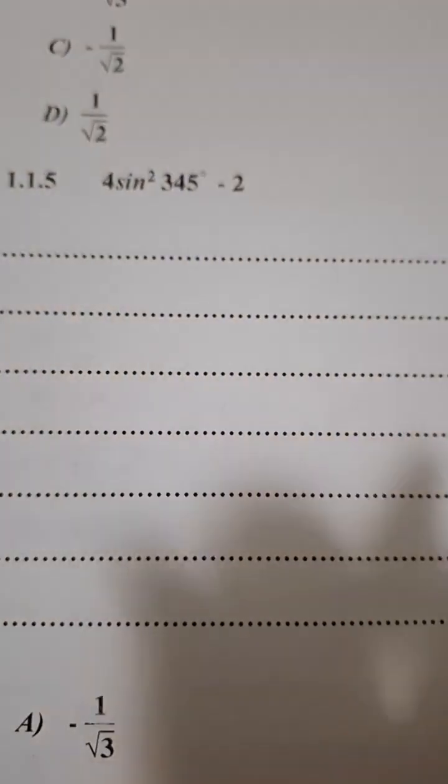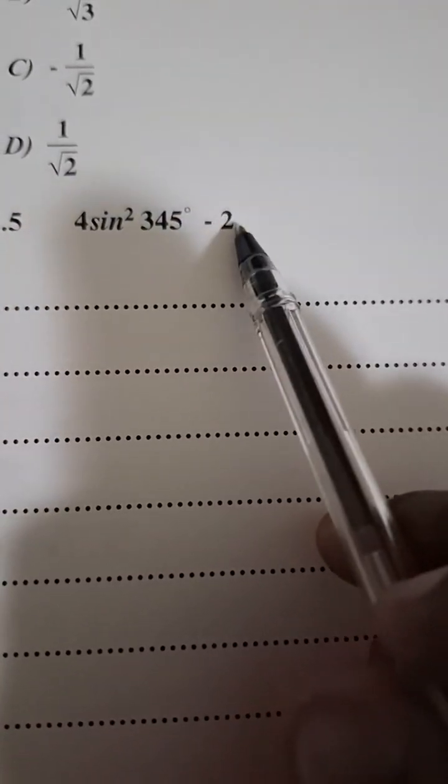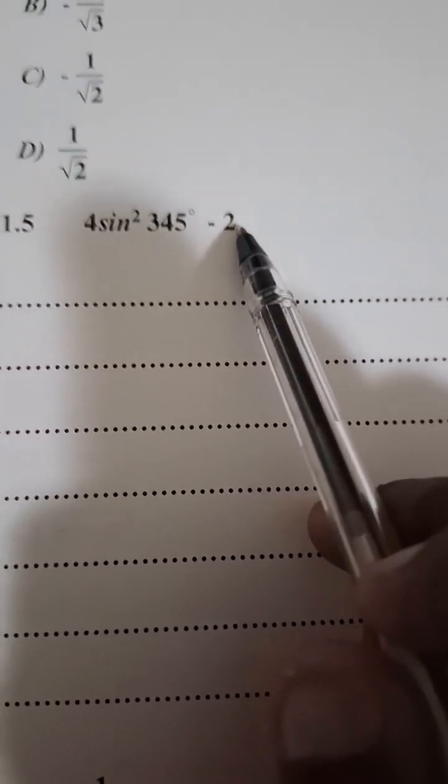Okay, let's do one last one with these reductions. This is grade 12: 4 sine squared 345 minus 2. First and foremost, let us apply our simplification strategy.